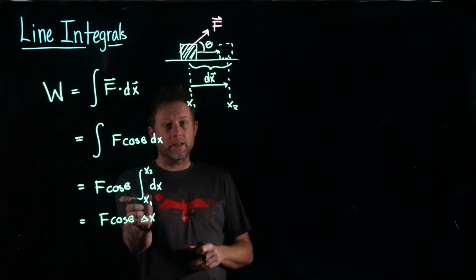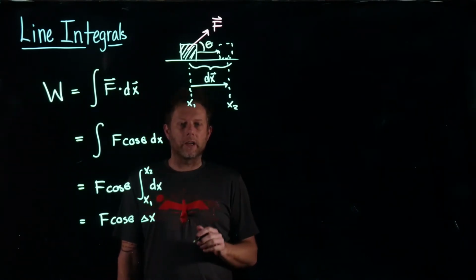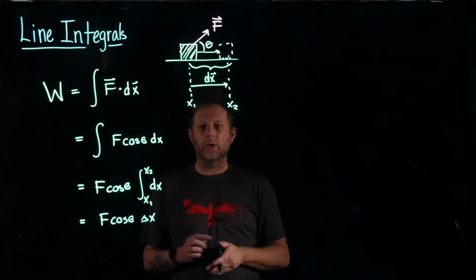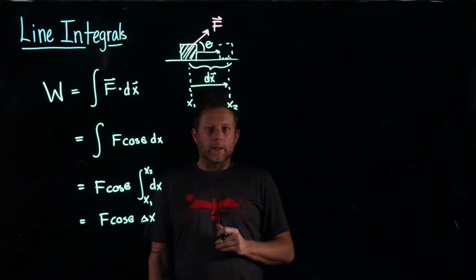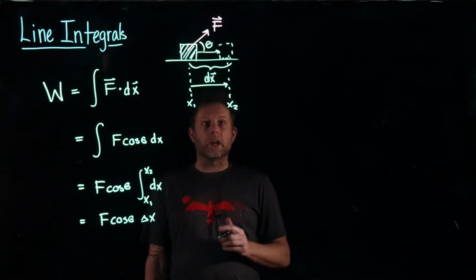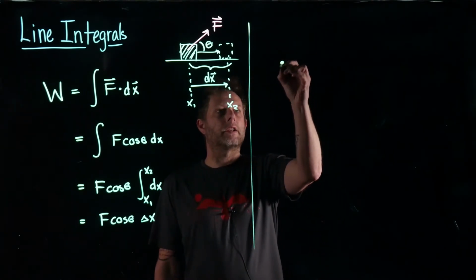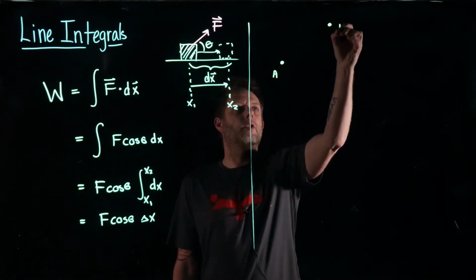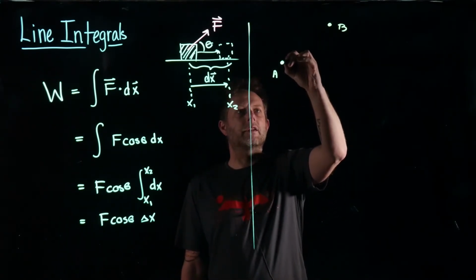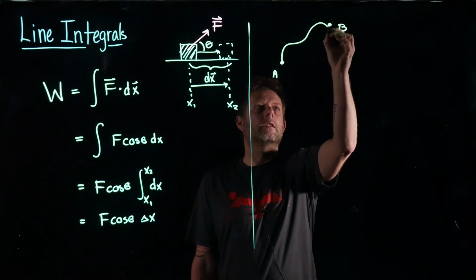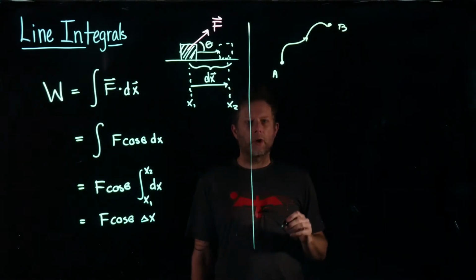And this is actually an example of a line integral, but it's a one-dimensional line, and it's a horizontal line, or it could be a vertical line depending on the orientation of the object we're moving. But it was always a straight line. What happens if it is not a straight line? So in principle we could say, here's a point A, here's a point B, and we take an object and we move it along some path in the direction from A to B. What is the work done?